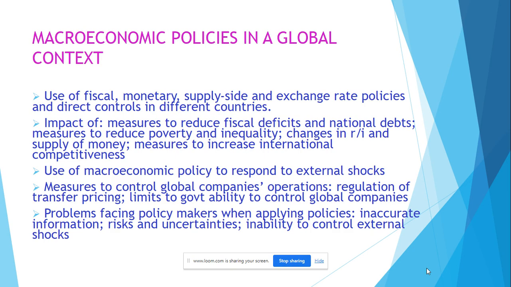Macroeconomic policies in a global context. This is an overview of all different macroeconomic policies that can be used in different countries. So countries can be using any of fiscal, monetary, supply side policies and exchange rate policies, and also direct controls. This is where they are controlling their currency or making other decisions to control what's happening in their economy.